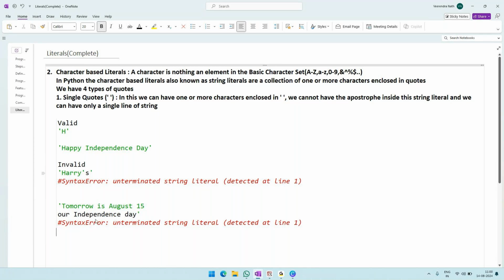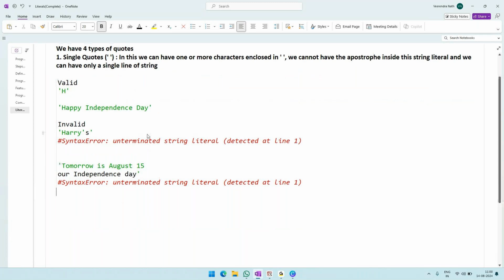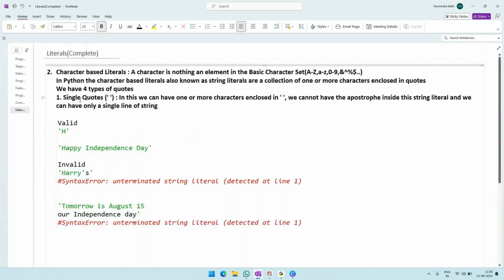Okay, so this is a single quoted string. There are four types. In the four types we have first single quote, where we cannot have the apostrophe and we cannot have multiple lines.